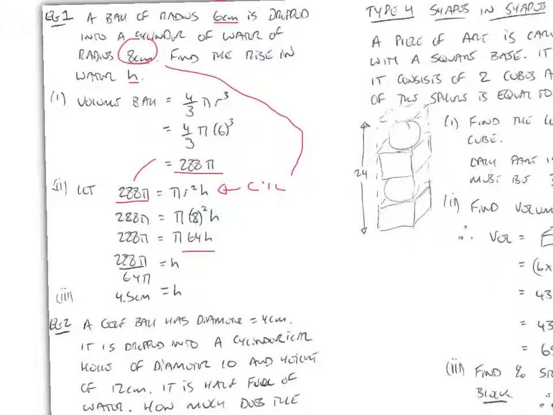So H must be 288 pi divided by 64 pi. Now they can cancel, or you can multiply 288 times pi and divide by 64 times pi. Either way, you'll get H, the rise, equal to 4.5 centimeters.